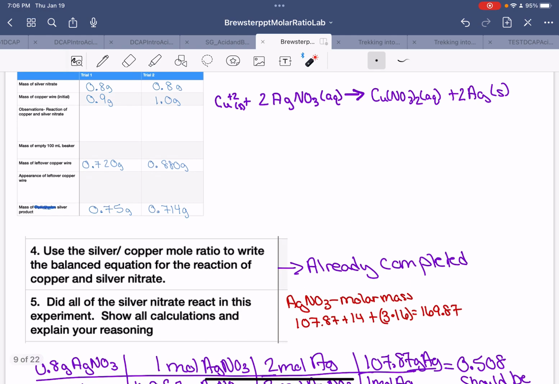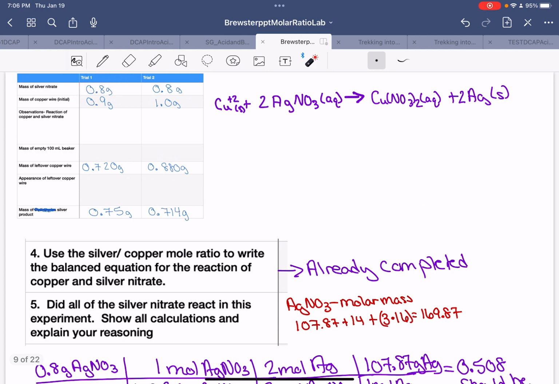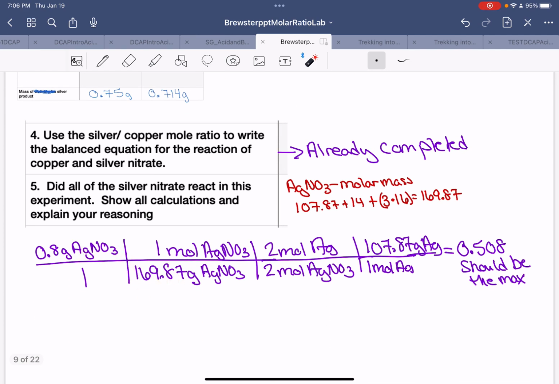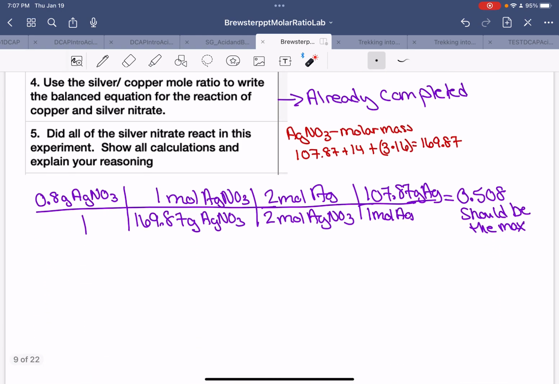So we're going to take the 0.8 grams of silver nitrate that I gave this team initially, and convert it. When I get my molar mass of silver nitrate, it adds up to 169.87 when I add up all the parts in this formula. I'm going to take the 0.8 grams. I need to get rid of the grams, so grams goes on the bottom. That's where the 169.87 goes, with 1 mole on top. Then I go back to my balanced equation, and I have 2 moles of silver nitrate to 2 moles of silver. Okay.